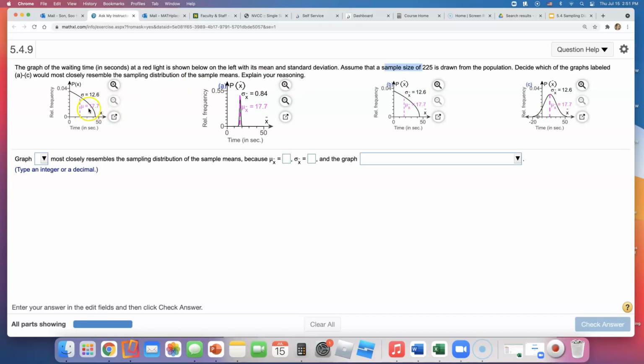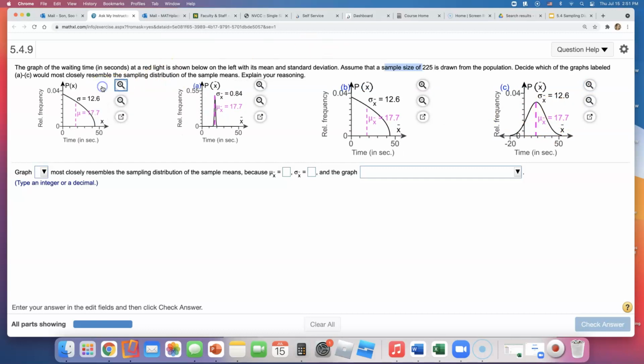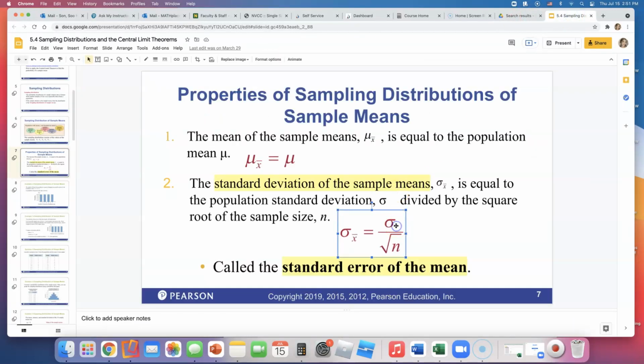The mean, the pink one, is 17.7. This one has 17.7. This one has 17.7. The last one also has 17.7. All of them have a mean of 17.7. Now, for the standard deviation, though, I can find out. Remember, the standard deviation formula is population standard deviation divided by square root of n. So I'm going to use that formula, okay?